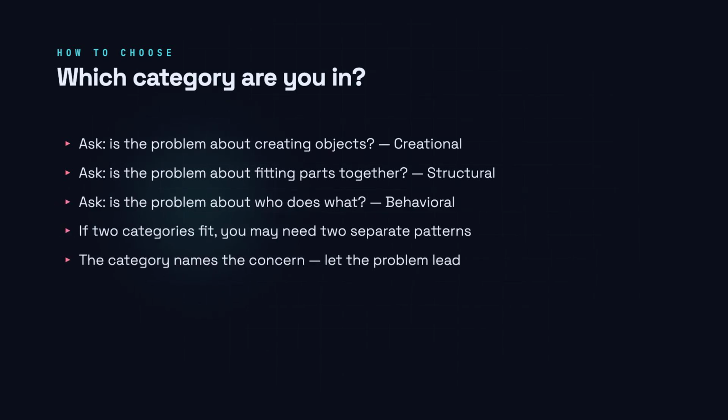When you face a design problem, ask 3 plain questions in order. First, is the pain about how objects are born? Too many constructors, hidden dependencies, or needing to swap implementations? That is creational territory. Second, is the pain about 2 things that do not fit together or a structure that is getting unwieldy? That is structural. Third, is the pain about messy control flow, too much coupling between collaborators, or unclear responsibility? That is behavioral. Follow the question that gets a yes.